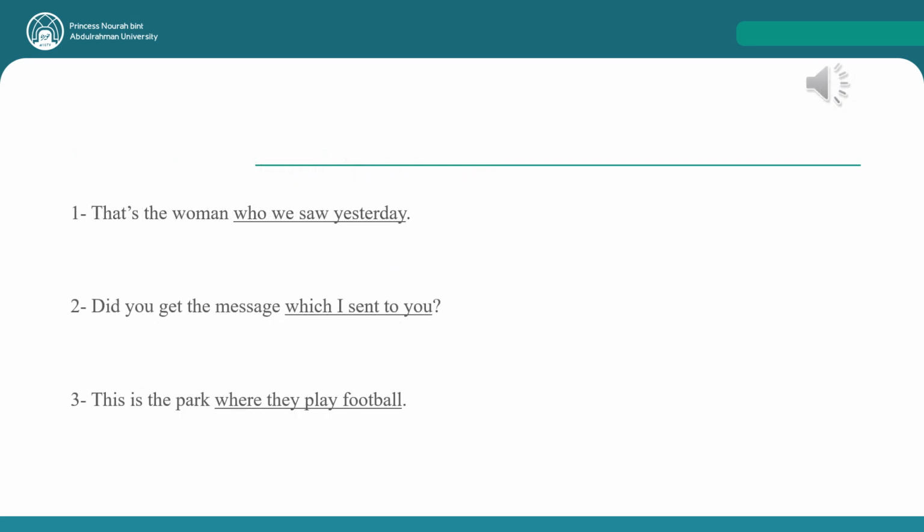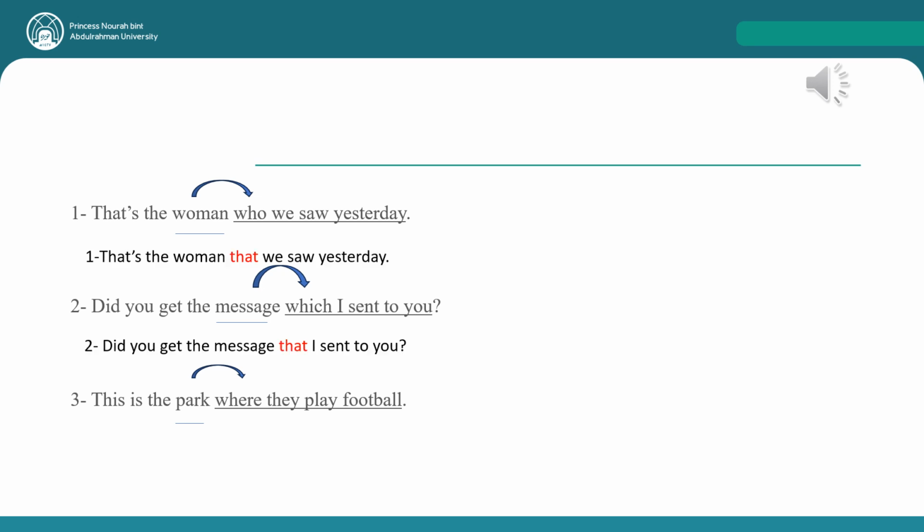The underlined part of each sentence is a defining relative clause. It usually comes immediately after the noun it describes. The choice of relative pronoun depends on the type of noun. For a relative clause about a person, use who. For a relative clause about a thing, use which. For a relative clause about a place, use where. We can also use that instead of who and which, but not where.